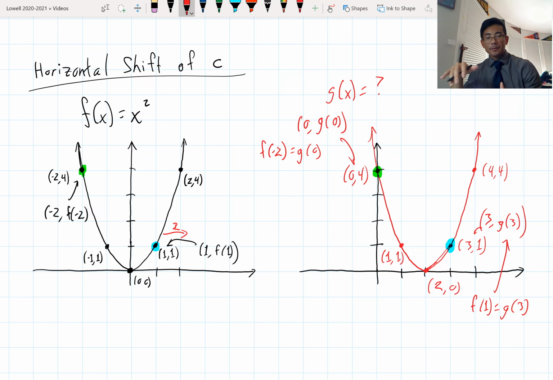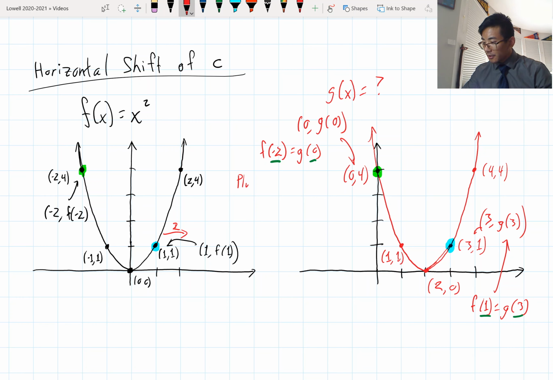Notice what's happening here. Observe the difference between their inputs, in that the input for g is always 2 more than the input for f. Another way to think about this is that you in a sense have to trick the function. That's one way that I think about it: when you're transforming a function, you're tricking the original function. Here's what I mean.